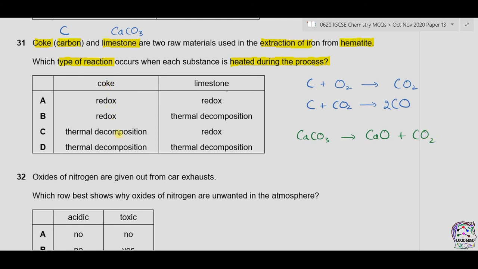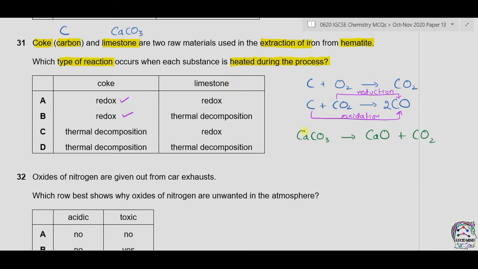First reactions are for coke. We have redox and thermal decomposition. As we can see, the carbon atom has gained oxygen, so it is oxidation. Similarly, carbon dioxide has been reduced because it has lost one oxygen, so it is reduction. As both oxidation and reduction have occurred, it is a redox reaction. It is not thermal decomposition because carbon is an element and an element cannot be further decomposed.